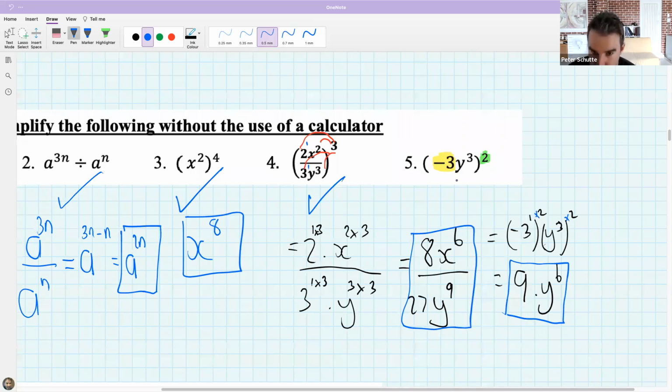Sia's asking a very good question. Shouldn't the 9 be negative? Sia, because the -3 is squared, what that is actually doing is saying repeat whatever's inside the bracket twice. And because you have 2 -3's, what is -3 times -3? It's +9. And what's y to the 3 times y to the 3? It's y to the 6. So it's actually not a negative.